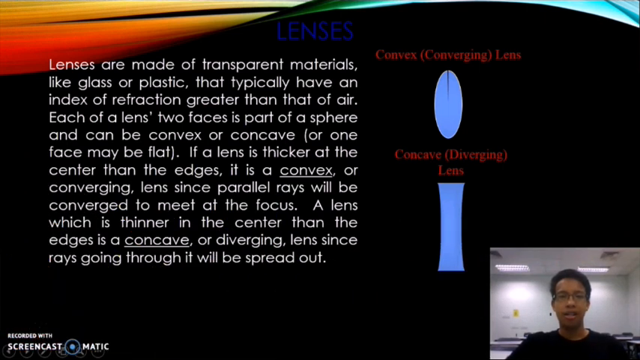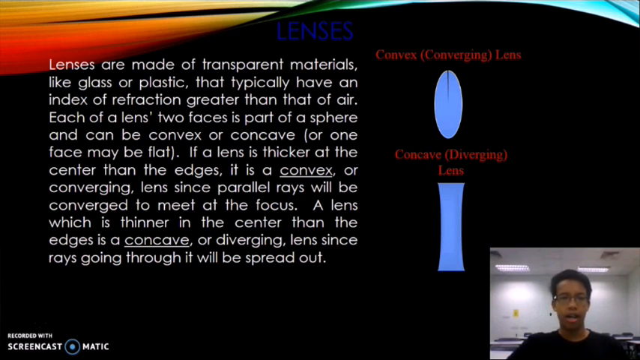Next, lenses. Lenses have two types, convex or concave. Lenses are made of transparent material like glass or plastic that typically have an index of refraction greater than that of air. Each of a lens's two faces is part of a sphere and can be convex or concave, or one face may be flat.